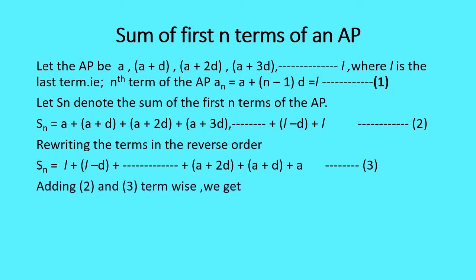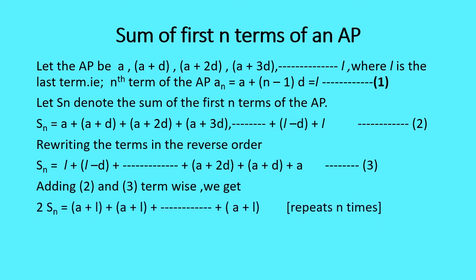Adding 2 and 3 term wise, we get Sn plus Sn, that is 2Sn, equal to a plus l, then a plus d plus l minus d, where d is cancelling and you again get a plus l, etc. The last term is l plus a, which you can write as a plus l. That is, 2Sn equal to a plus l repeating n times, so you can write it as n multiplied by a plus l. Therefore, Sn equal to n upon 2 multiplied by a plus l.